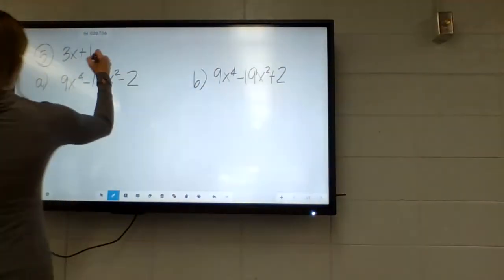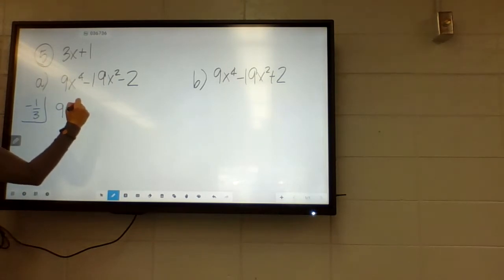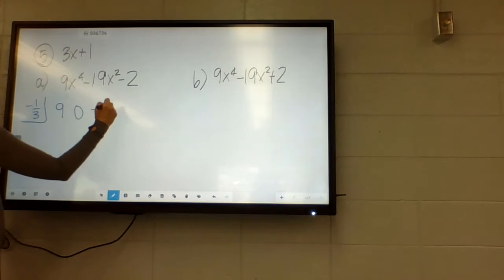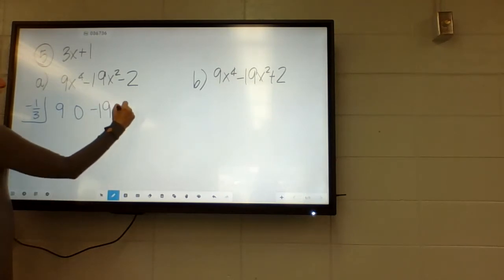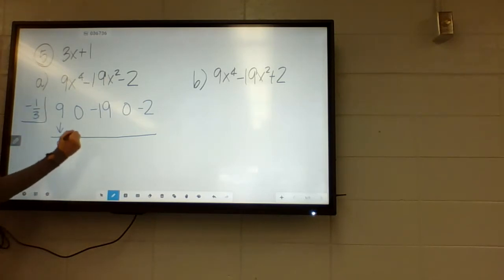So if we're doing this, we have to get rid of that 3. So this is a negative 1/3. Remember, it's like you're finding the 0. So this would be 9. Now, 0, right? Because there's no x to the 3rd. And then there's no x term. And so we're basically looking for a remainder of 0. If it doesn't have a remainder of 0, then it is not a factor. And so we don't even have to worry about dividing by 3 in this case.